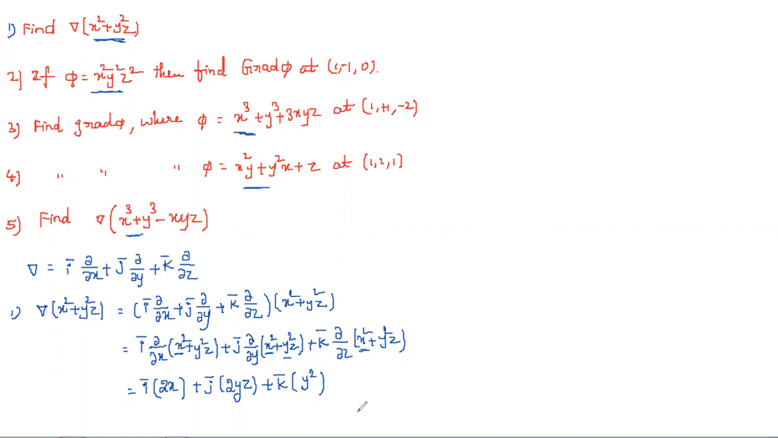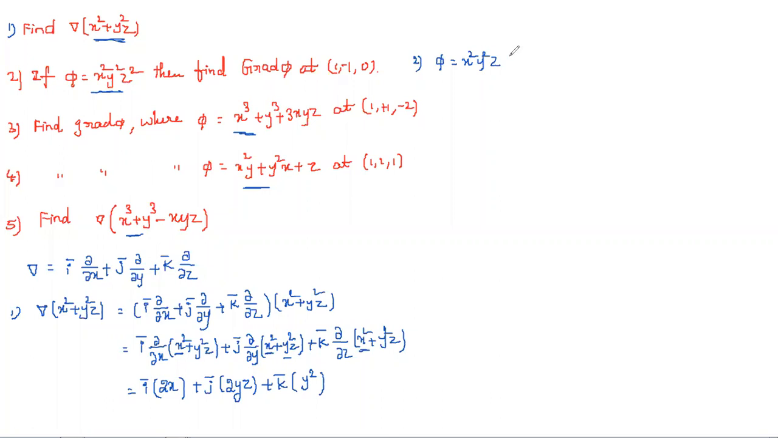Next, let us see the second example. From the second example onwards, if people can tell direct answers, go ahead. So the second one is grad phi. Grad phi is nothing but, first we can write phi is equal to x square y square z square.